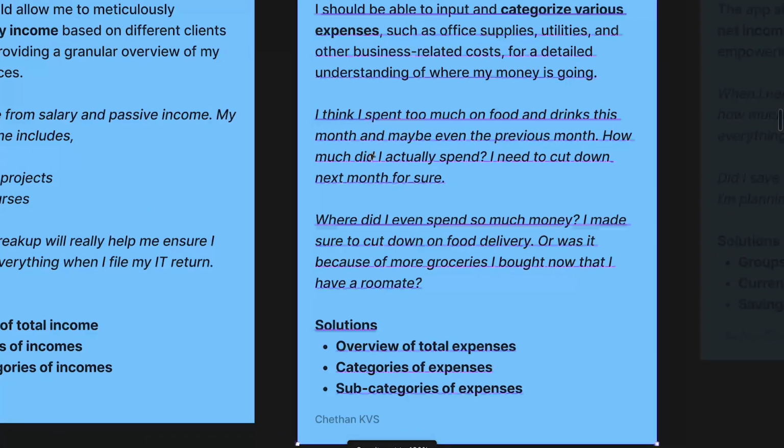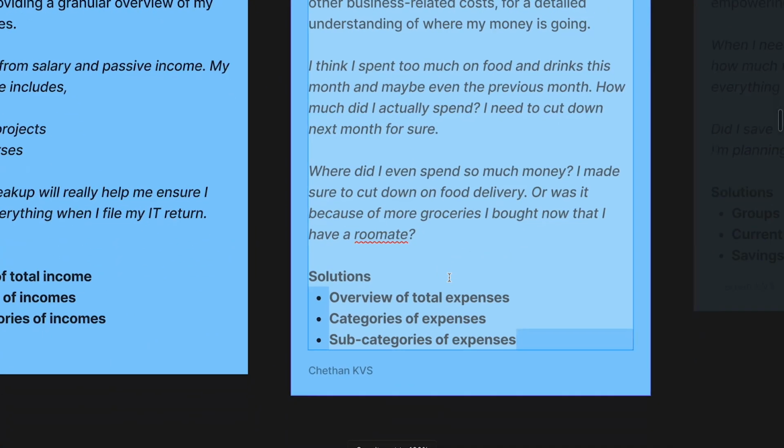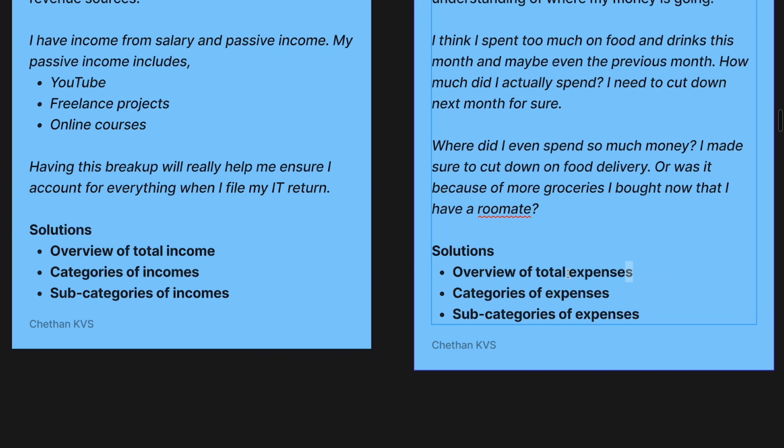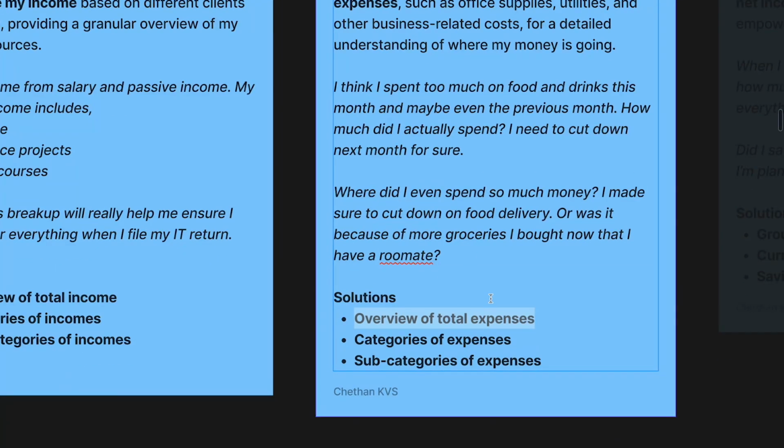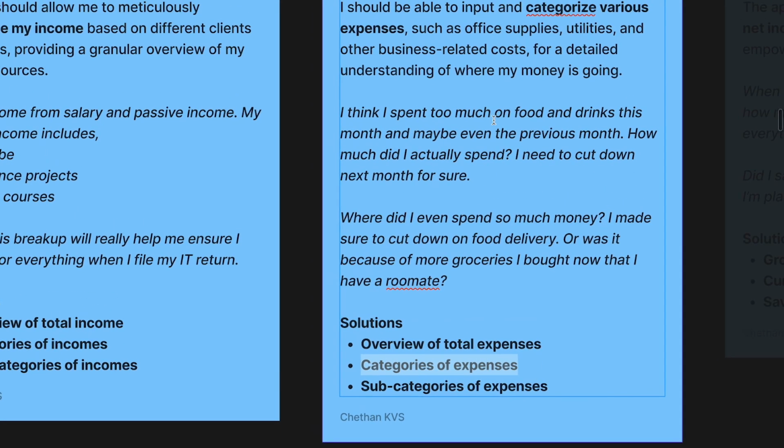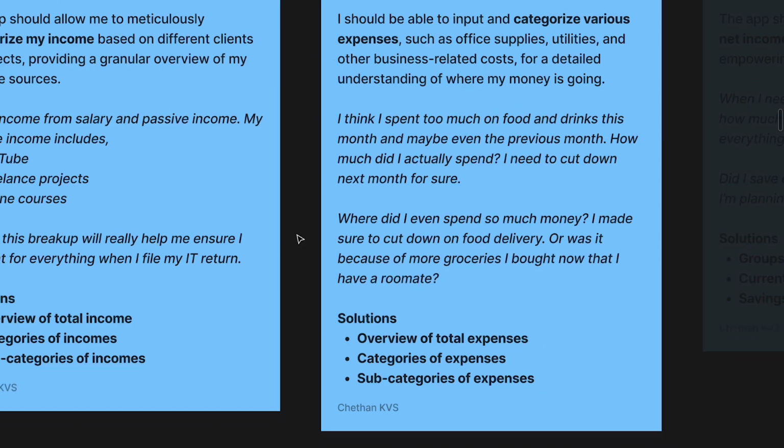Then the next one is to answer these two questions. This is basically about expenses. It is pretty much the same thing. So overview of total expenses, all right? So when you categorize expenses, of course, you have to show the total expenses as well. And then categories of expenses, and one of those categories was food and drinks. And then you have subcategories. So under food and drinks, you have food delivery, you have groceries. I don't know, it could be anything else, right?